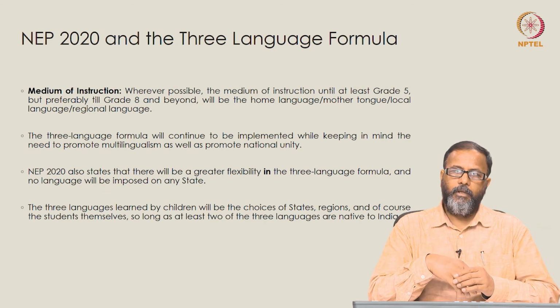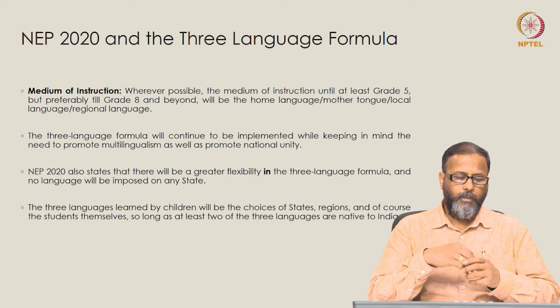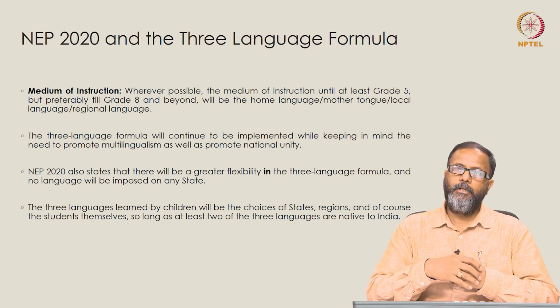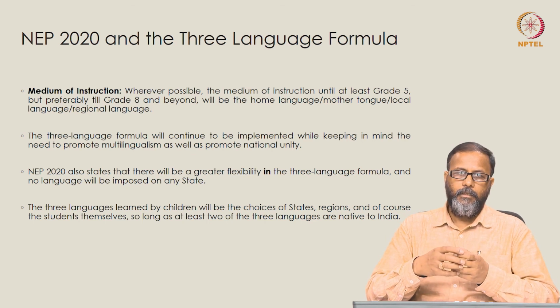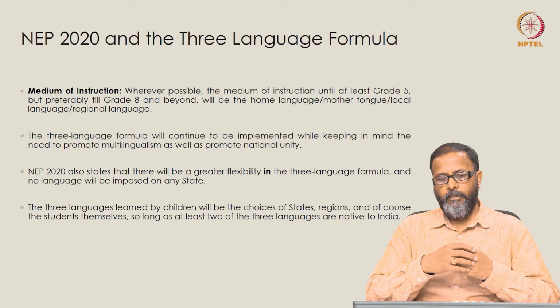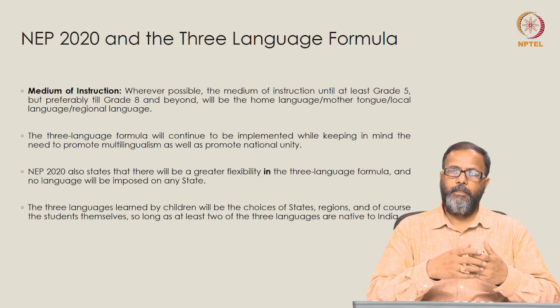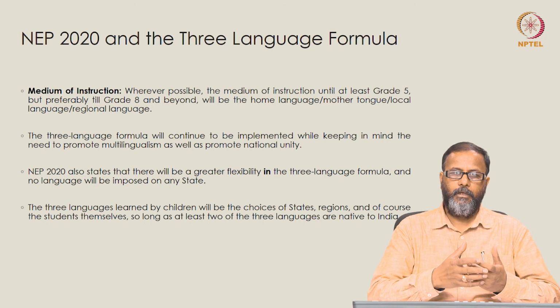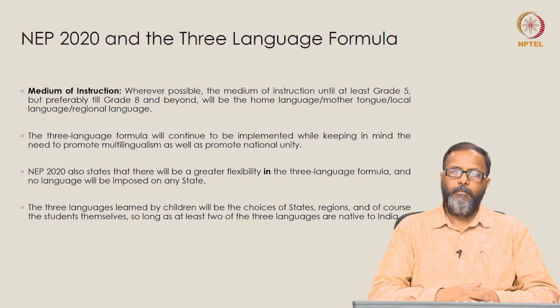The three language formula will continue to be implemented while keeping in mind the need to promote multilingualism as well as promote national unity. NEP 2020 also states that there will be greater flexibility in the three language formula and no language will be imposed on any state. And you can understand the ideological compulsion for announcing this. Otherwise, in practice, no language has been imposed. Tamil Nadu, for that matter, one of the states in India, has only a two language formula, Tamil and English.